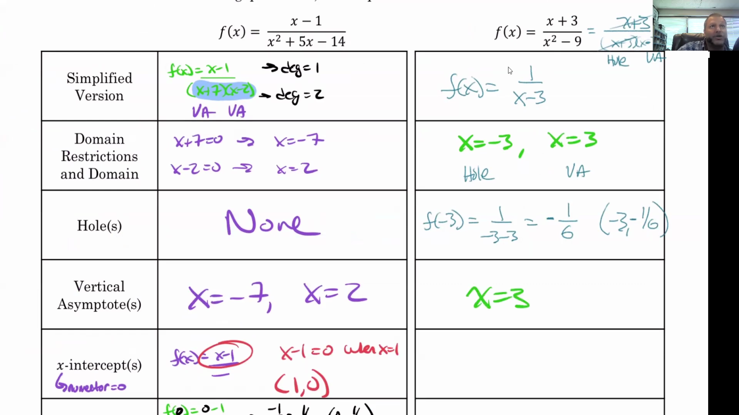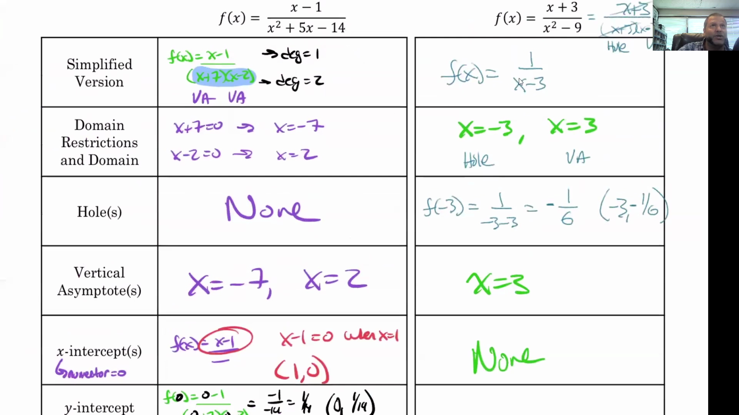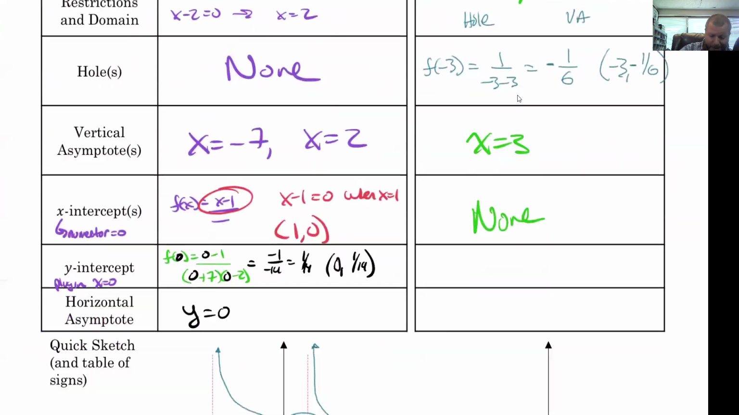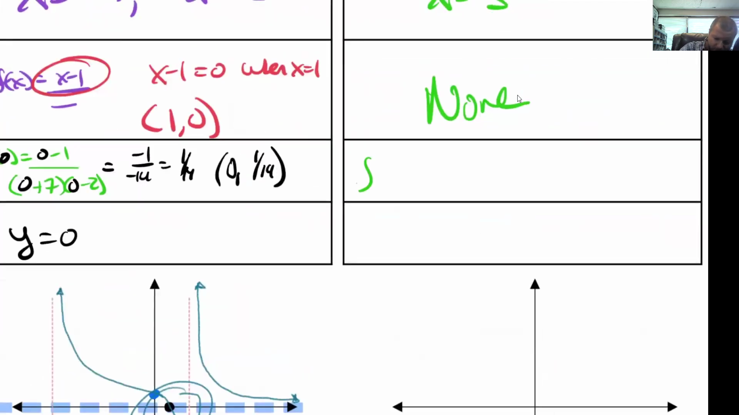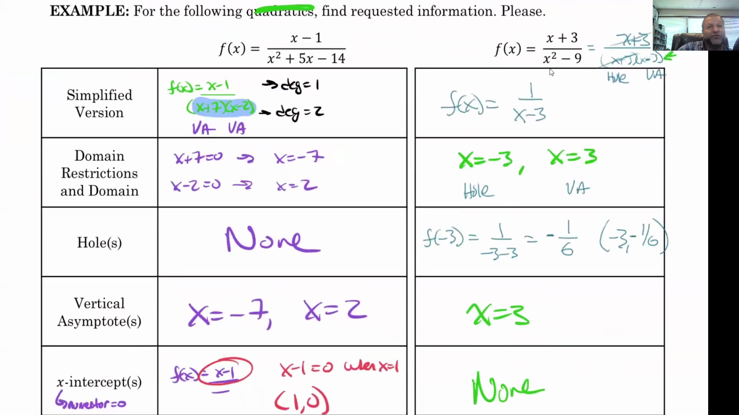X-intercepts: notice that my numerator can never be equal to 0. So this means my function is never going to hit the x-axis. There's no x-intercepts. If I want to find my y-intercept, I can plug 0 into either my original function or my simplified function. It's going to work out the same way. So f of 0 is 1 over 0 minus 3, so just 0, -1/3.